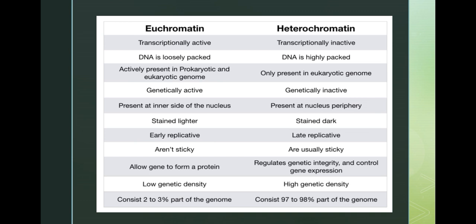But now we are going to learn about heterochromatin. Transcriptionally inactive, DNA is highly packed, only present in the eukaryotic genome, genetically inactive, present at the nuclear periphery, stains dark, late replicative, regulates genetic integrity and controls gene expression, high genetic density, and consists of 97 to 98% of the genome. That's something interesting: about 97 to 98% of the genome is heterochromatin, and only 2 to 3% of the genome is euchromatin.